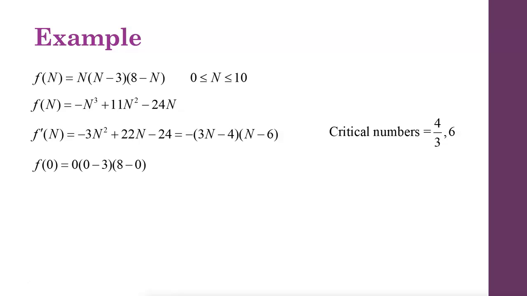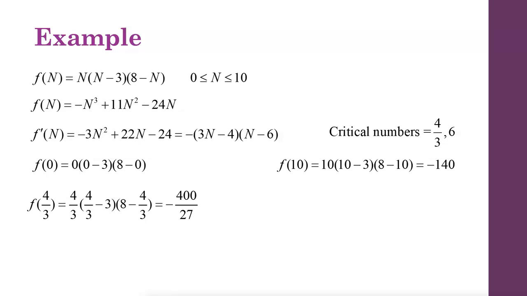If I evaluate my function at 0, I get 0 times (0 minus 3) times (8 minus 0), and 0 times anything is 0, so that value gives me 0. Plugging in 10 into our function, we have 10 times (10 minus 3) times (8 minus 10). That gives me negative 140. When I plug in 4/3, I get negative 400 over 27, which is a little smaller than negative 14. And finally, when I evaluate my function at 6, I end up with 36.